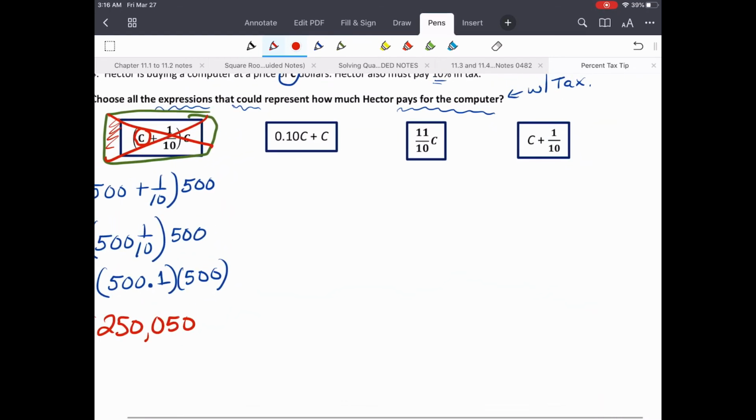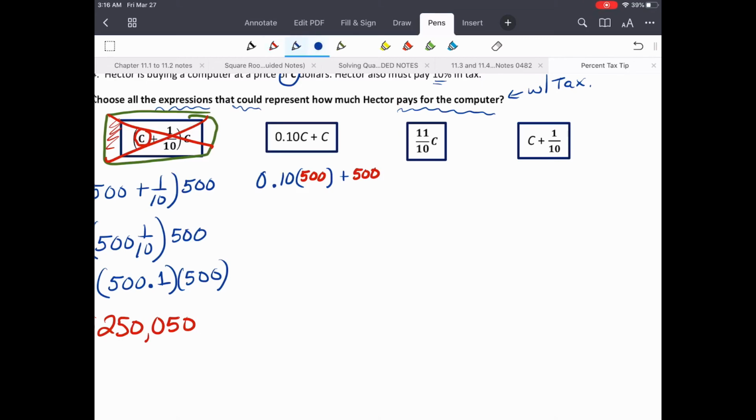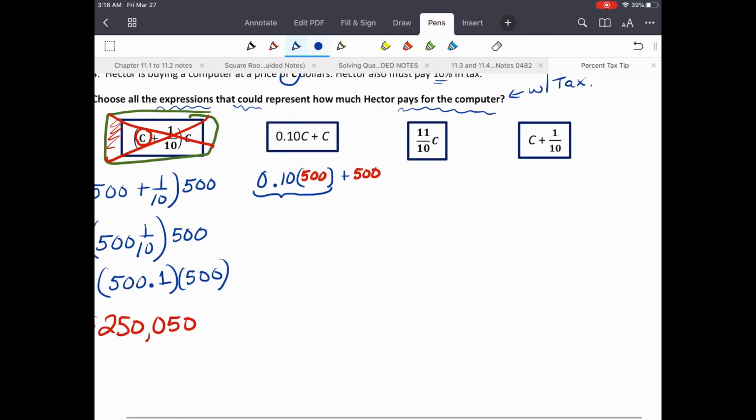Zooming in on here. All right, so I'm going to put in 500 wherever I see the letter C, like that. And don't be afraid to use your calculator, but 500 times 0.10 is going to be 50. And then this 500 right here just drops down. And then add that up, and you get 550.